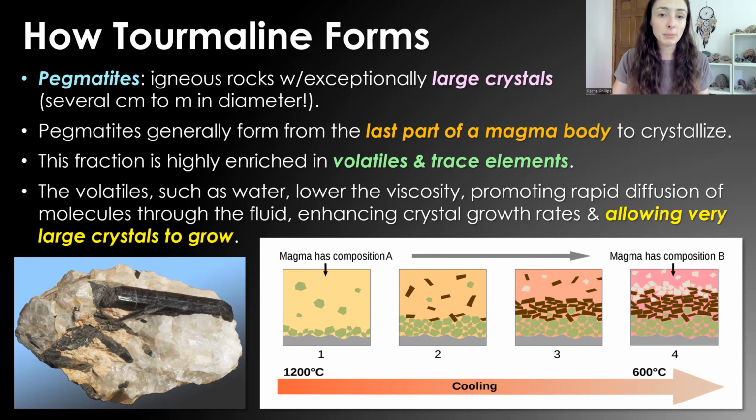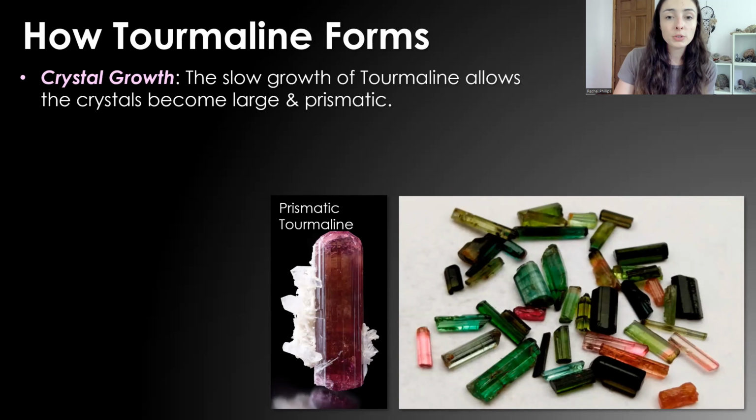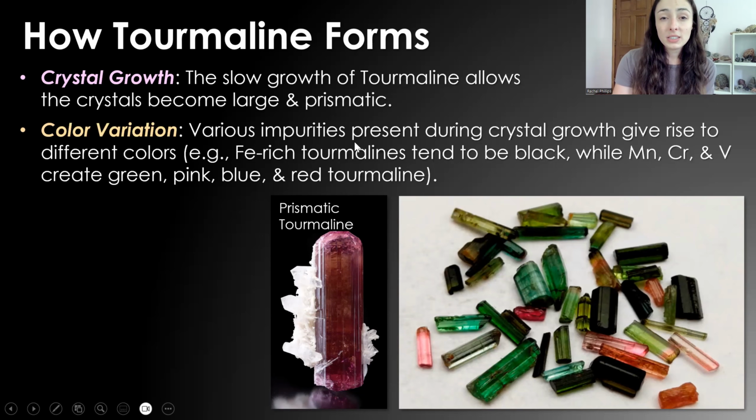And this is how pegmatites form. The slow growth of tourmaline allows crystals to become extremely large and typically prismatic in crystal habit. Various impurities present during crystal growth give rise to different colors, such as iron-rich tourmalines that tend to be black, and manganese, chromium, and vanadium create green, pink, blue, and red tourmaline.